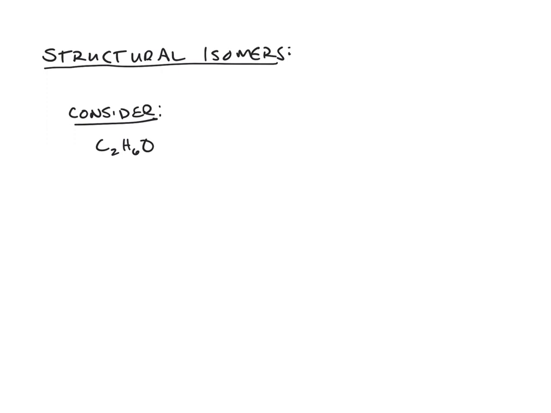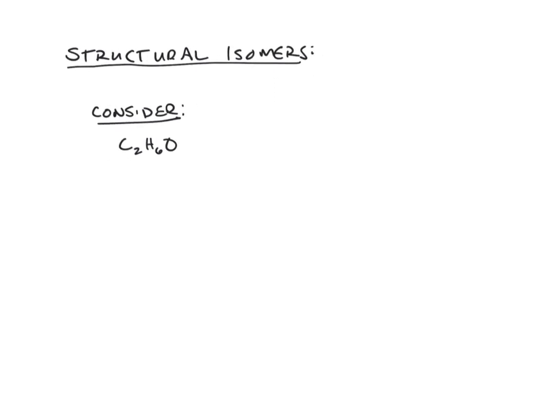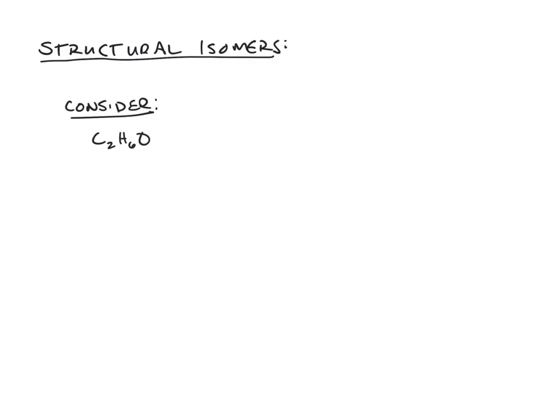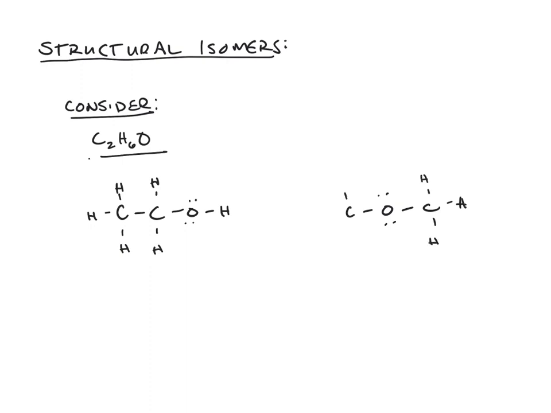If I look at this structure, C2H6O, there are two different but equally valid Lewis structures that I can draw based on this molecular formula. I can draw a structure where I have the two carbons connected in a line, an oxygen, hydrogen connected to the oxygen like so, and then the other 5 hydrogens are connected to carbon. Or I can draw a structure where I put the oxygen in the middle, and all of the hydrogens are bonded to carbon, with oxygen in the middle like this.